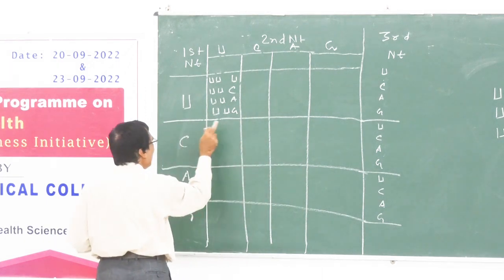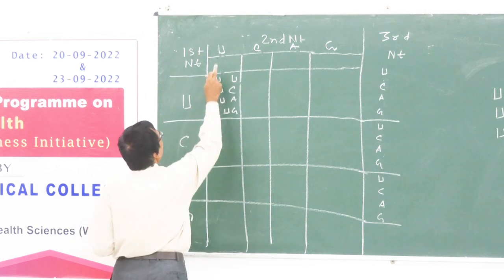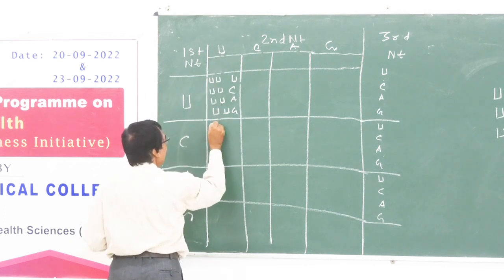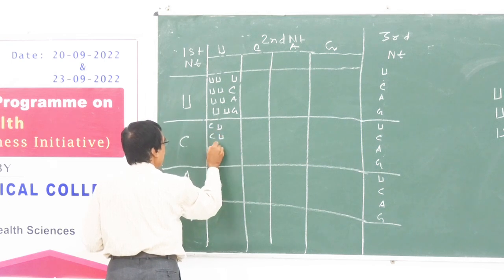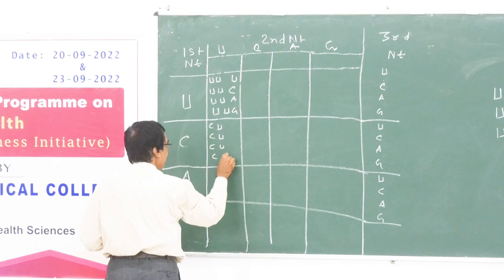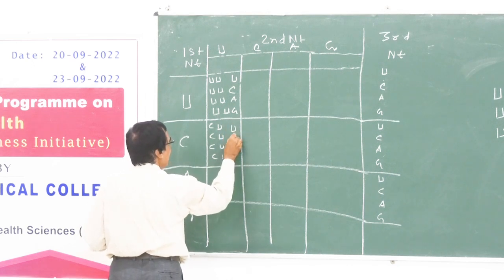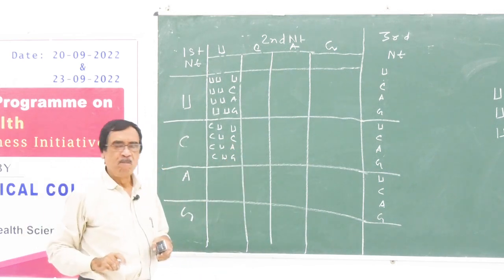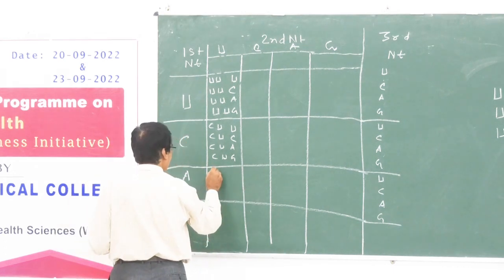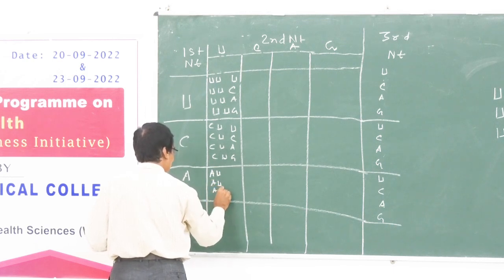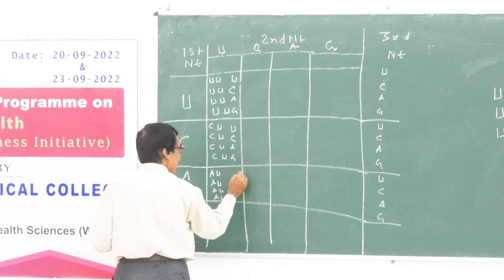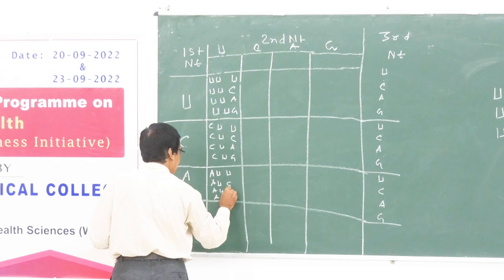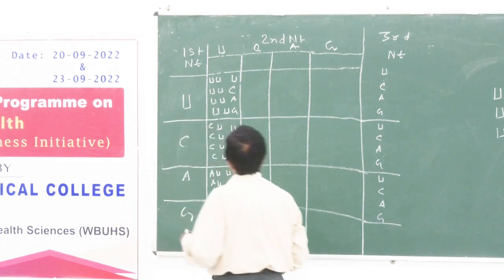Next, again, I am filling this box. This is the first codon, this is the second codon. Third codon: U, C, A, G. Okay? Here first codon and second, A and U, and the third codon is U, C, A, G. Okay?